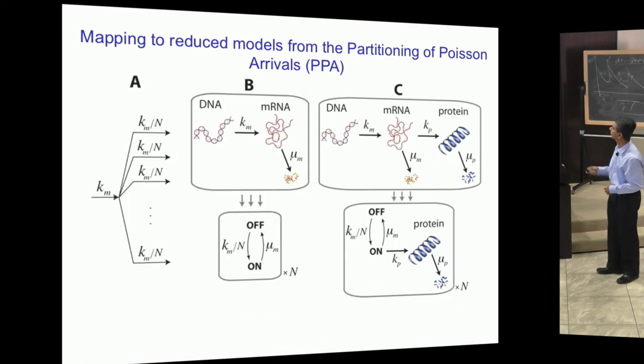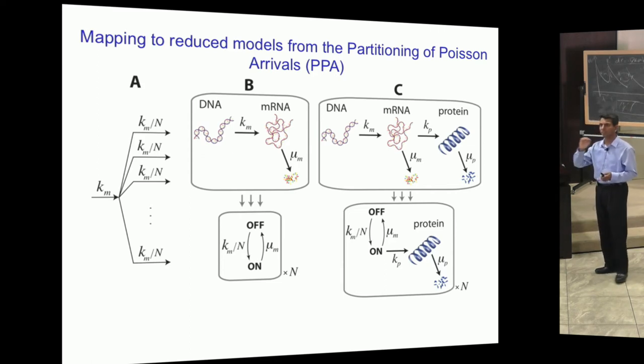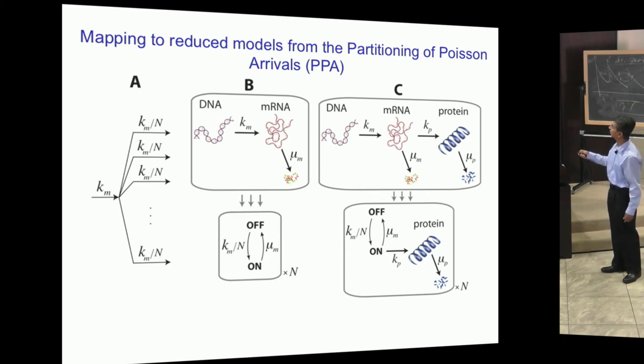So let me show it more generally here. The idea is that you have a Poisson process which governs the arrival of mRNAs. What you can do is partition it, and this is called Poisson thinning. You partition the Poisson process into n independent identical processes. You can think of it like every time an mRNA arrives, you put it in one of n types, arbitrarily with equal probability, 1 by n. The arrival of each type of mRNA can be shown to be an independent Poisson process with rate km by n. So I take the original problem, map it onto n independent identical problems, and then the reduced problem that I need to solve is much simpler.